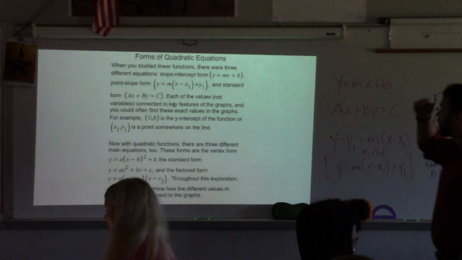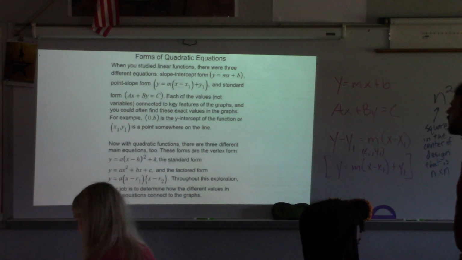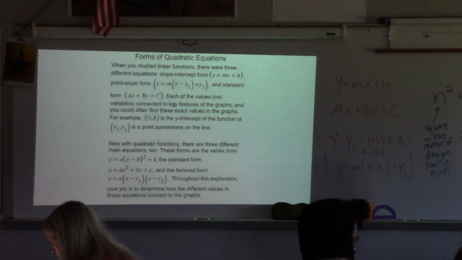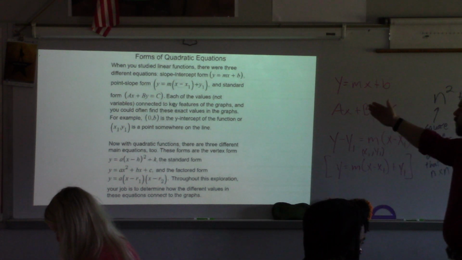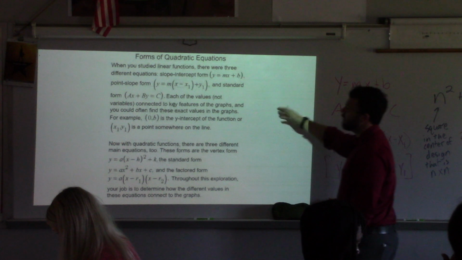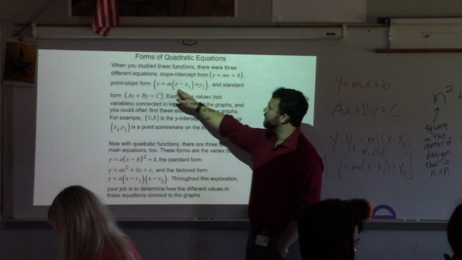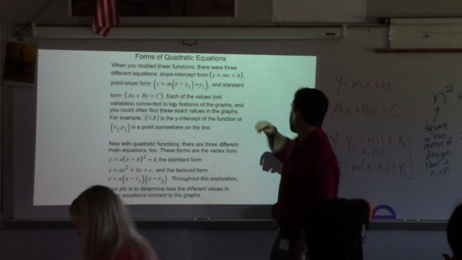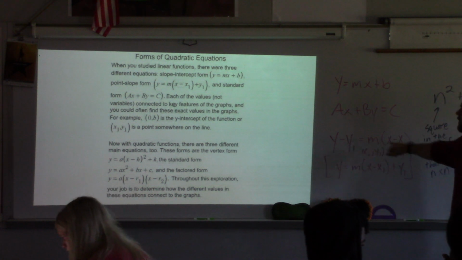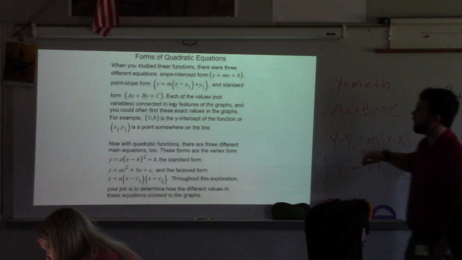Okay, to get everybody else started, right? So forms of quadratic equations. When you studied linear functions, there were three different equations. Slope-intercept form, y equals mx plus b. Point slope form, y equals m times x minus x1 plus y1, or you can do it this way. I'm not as big a fan of that format.